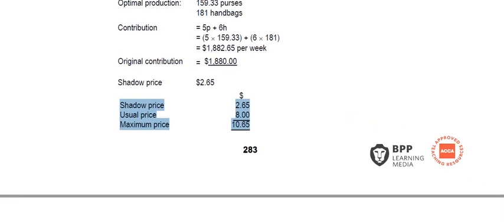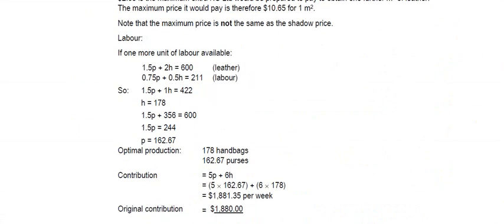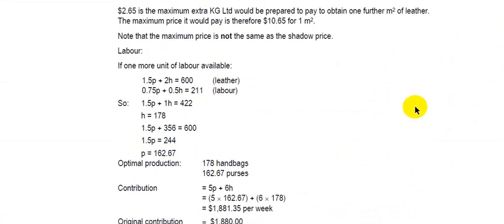So 2.65 is the maximum extra KG Limited would be prepared to pay to obtain one further square meter of leather. So the maximum price it would pay is therefore 10.65 for 1 square meter of leather.